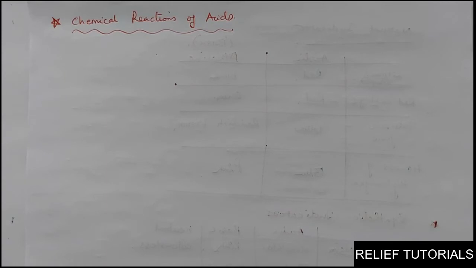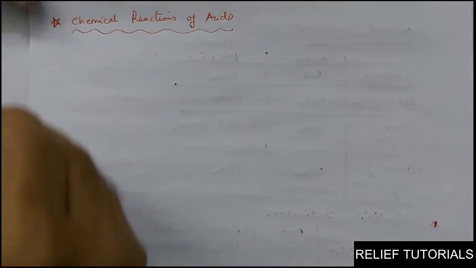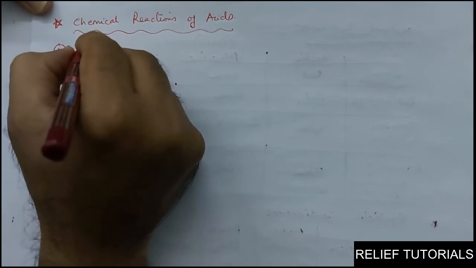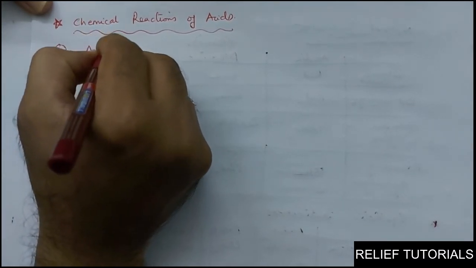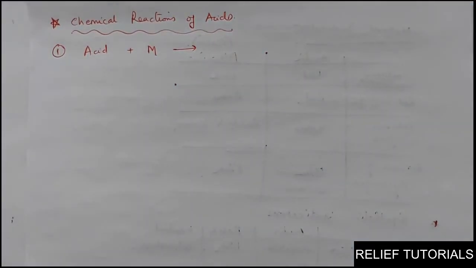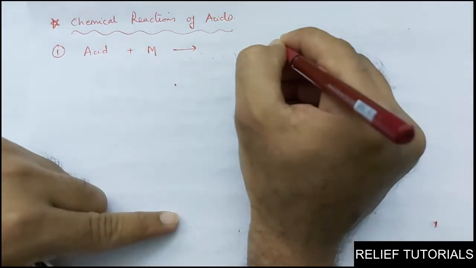Okay. First chemical reaction of acid. The first is when acid reacts with metal, what happens? First type of reaction is when any acid reacts with metal. When acid reacts with metal, it liberates hydrogen gas.